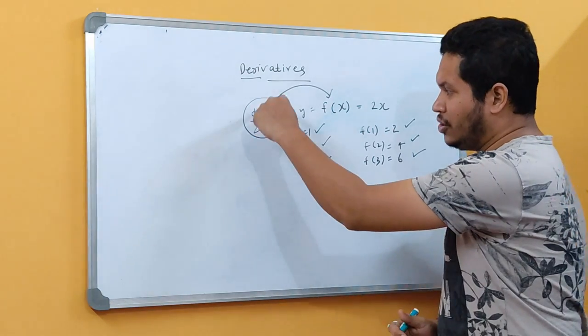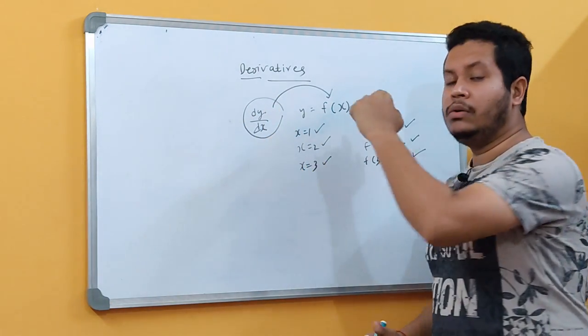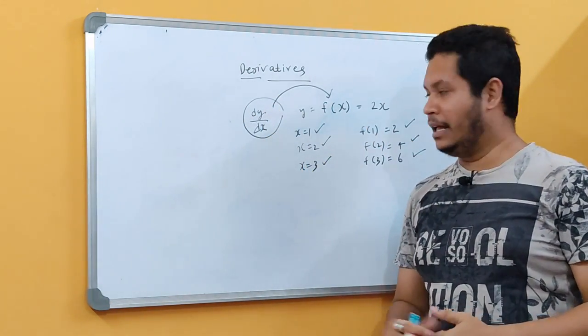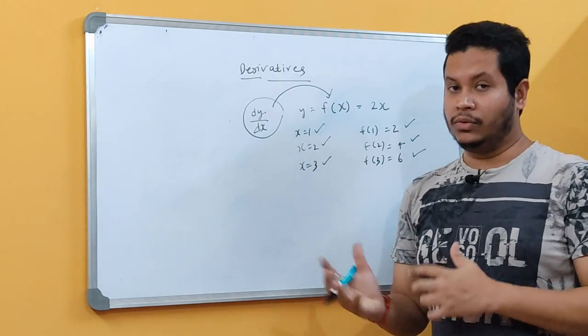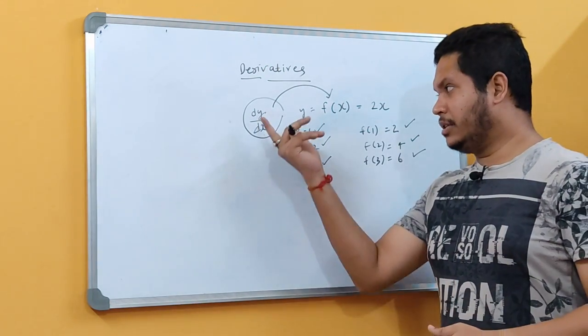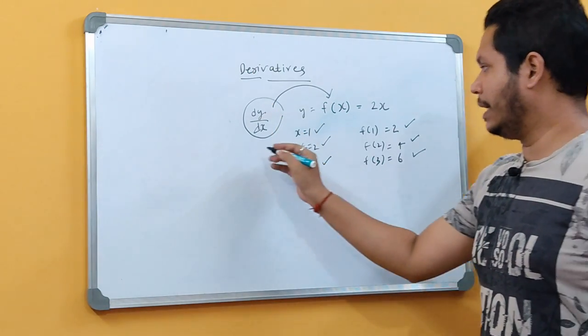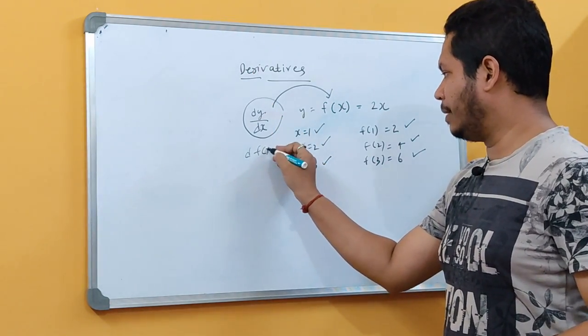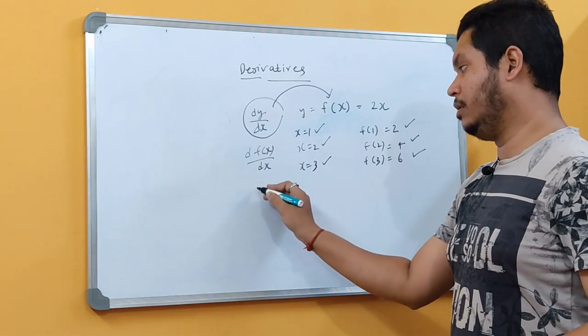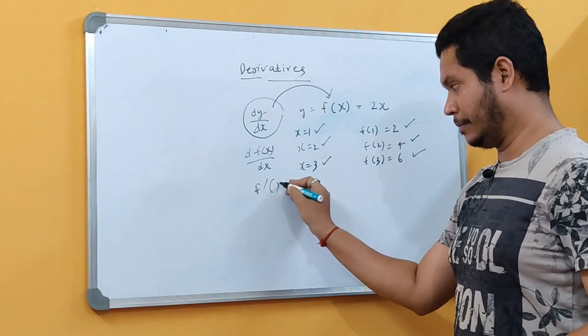Okay, so the change of y with respect to the change of x, and this is from where the derivative notation comes into the picture. But this is not the only notation of derivative. There are a few more, for example, we can also write it as d f x by dx, or we can also write it as f dash x, right?